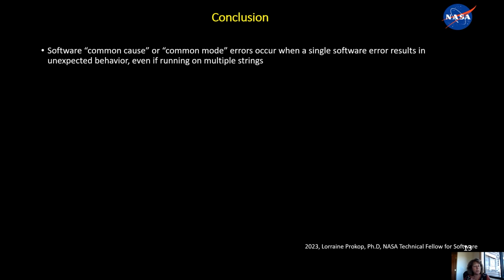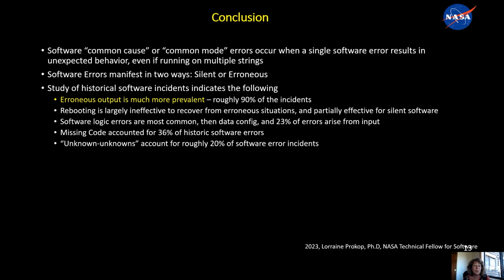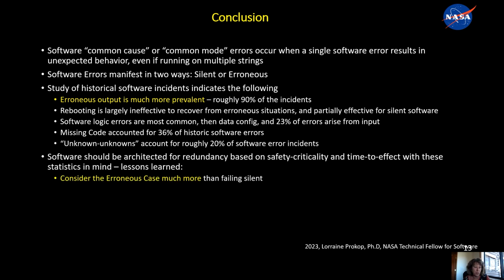So in conclusion, just a few bullets. Software common cause, common mode errors occur when a single fault, a single error, results in unexpected behavior, even if it runs on multiple strings. They can manifest in two ways, fail silent or erroneous. And a study of historical software incidents indicates that erroneous is much more prevalent. Rebooting is largely ineffective. Logic coding errors are the most common, then data config, and then 23% are input combined, sensor and command. Missing code was 36%, and unknown unknowns were roughly 20%.